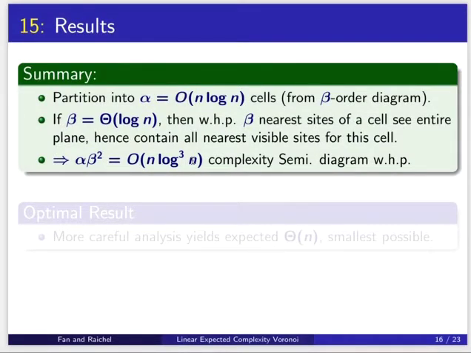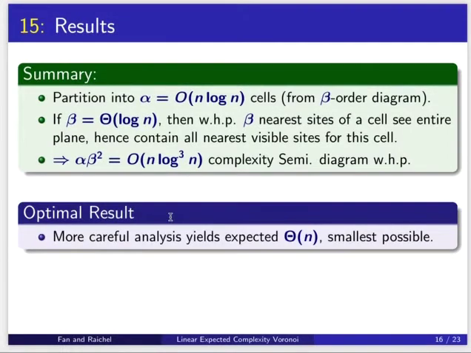So we partition the plane into O(n log n) cells with log n orders of the Voronoi diagram, and we get that the semi-Voronoi diagram has complexity alpha times beta square, which will be n log cubed n complexity with high probability. And we show that by using more careful analysis, we will produce expected linear complexity.